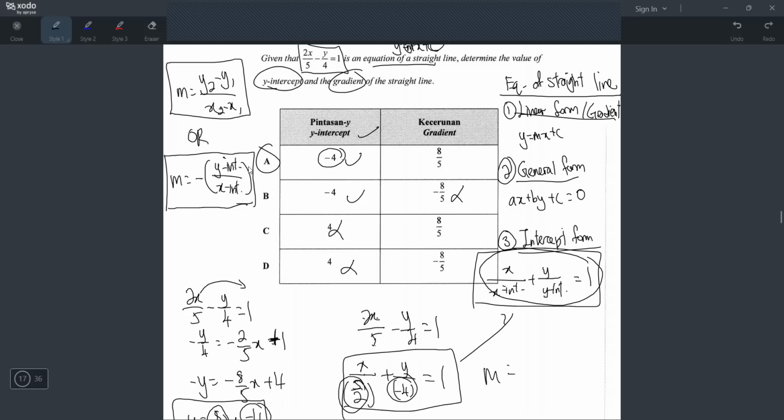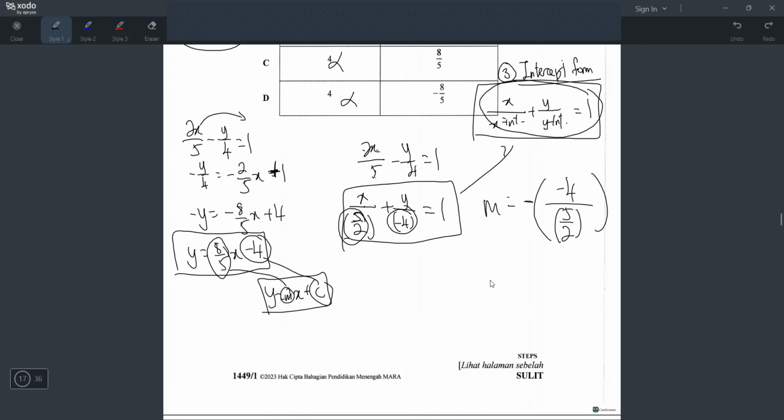Well, you can use the second formula of gradient I showed you just now: negative y-intercept over x-intercept. Okay, remember this second formula. What is the y-intercept? Negative 4, you can straight away ambil daripada intercept form, and the x-intercept is 5 over 2. But make sure you put bracket here. So now I press 4 divide bracket 5 over 2. If you don't put bracket, you will get the wrong answer. So the calculator will give you 8 over 5.